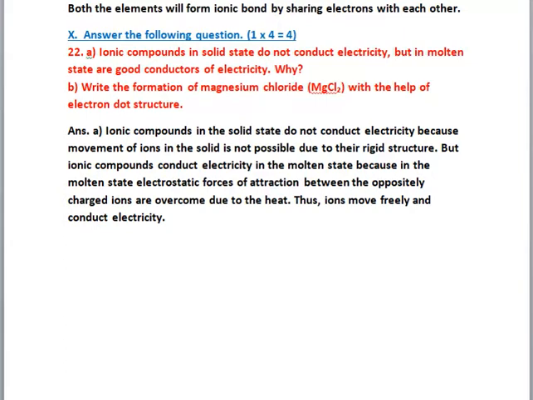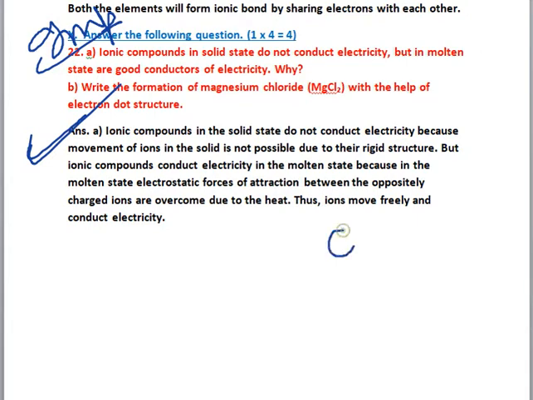So this is a reasoning type of question, and this question is very important because many times in the board exam I have seen that this question is asked. So what is the answer of this question? Ionic compounds in the solid state do not conduct electricity because movement of ions in the solid is not possible due to their rigid structure.